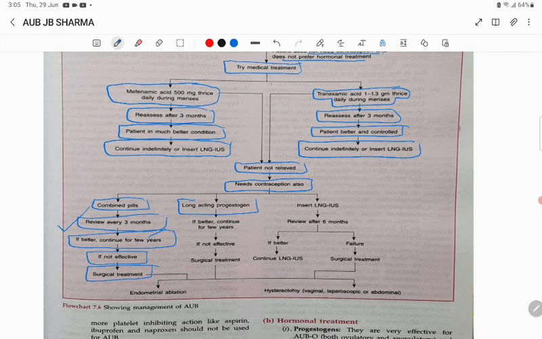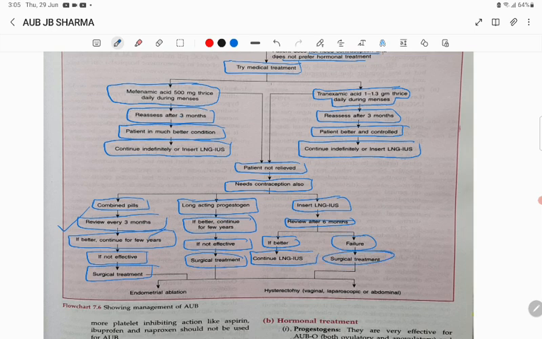Long acting progesterone: if it is better, continue for a few years. If not effective, surgical treatment. LNG IUS insertion, review after 6 months. If better, continue LNG IUS. If failure, surgical treatment after 6 months: endometrial ablation, or hysterectomy, vaginal, laparoscopic or abdominal.